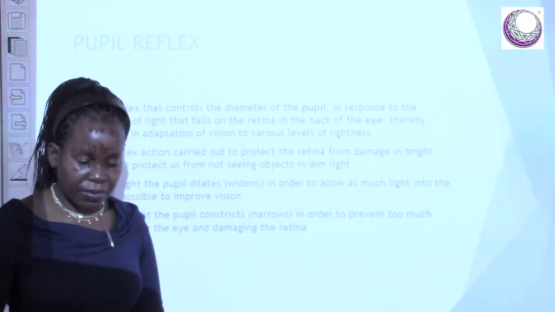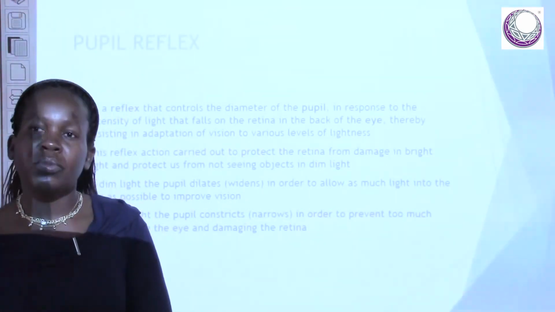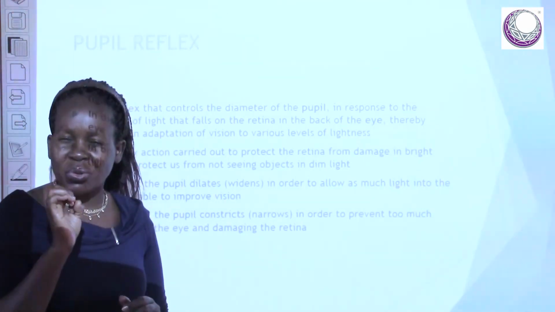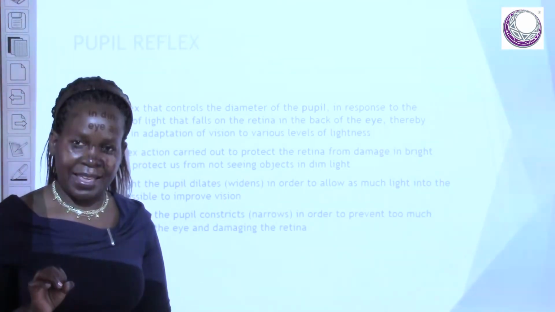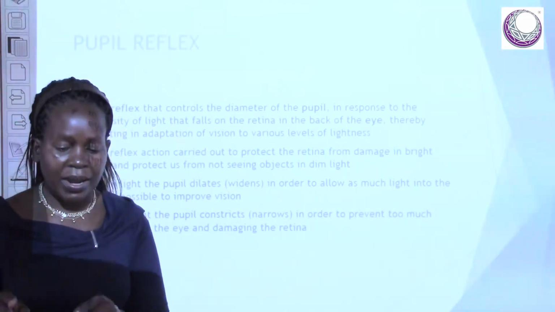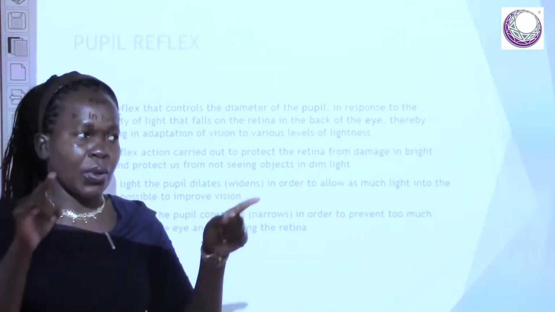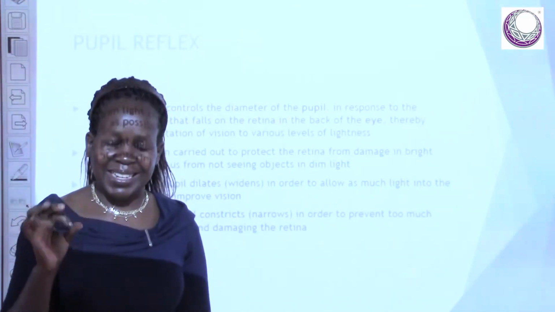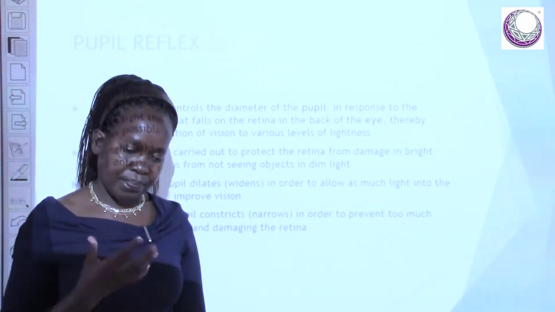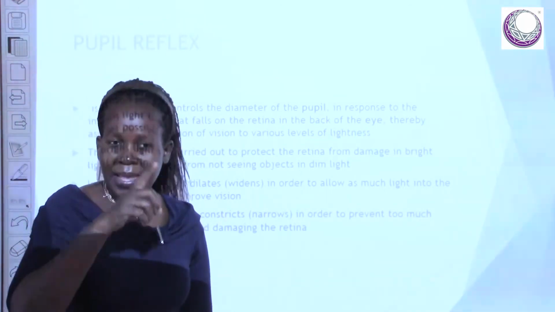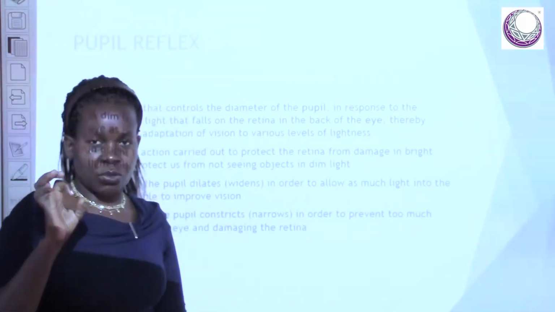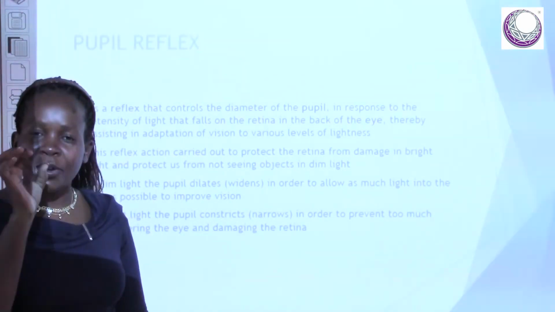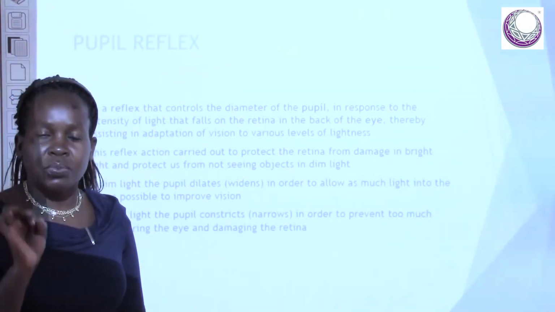When someone moves from a dark room to a bright room, the pupil has to become small so that less light enters the eye. How does it manage this? The circular muscles of the iris contract. The radial muscles relax. This is going to shrink the pupil to become small.